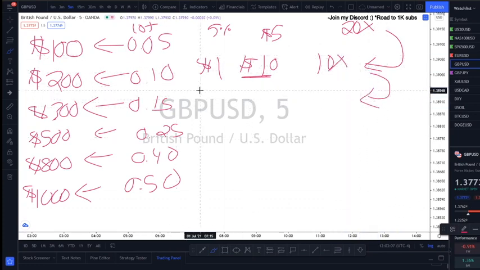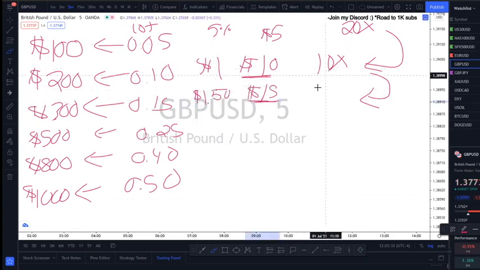300. 0.15. Well, that's $1.50 per pip. So now you're making $1.50 per pip, right? It's going to be about 6 point something. So we're just going to round that up to 7 times, right? And then we can skip down the list.